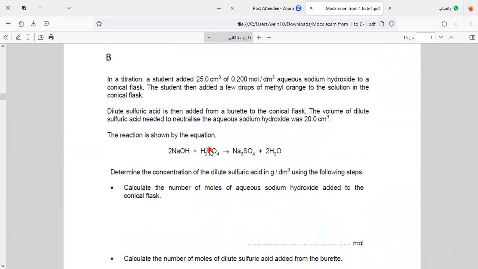Number 3. Number 3 is stoichiometry. Here he asked me about the number of moles of aqueous sodium hydroxide. Check in the question, what is the information about sodium hydroxide you have? As you see, I have 25 cubic centimeter of sodium hydroxide, and I have the concentration of sodium hydroxide. So I will say number of moles equals concentration multiplied by volume.